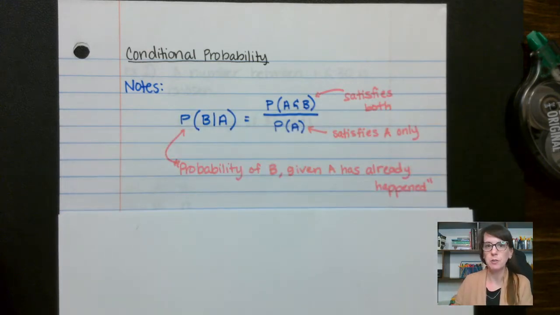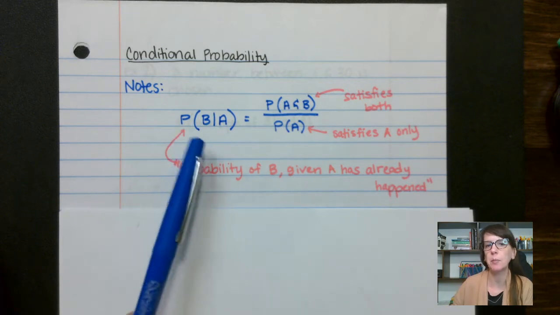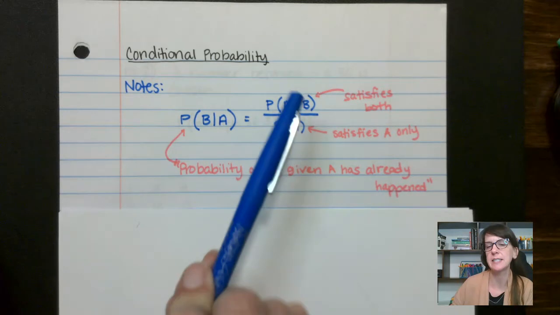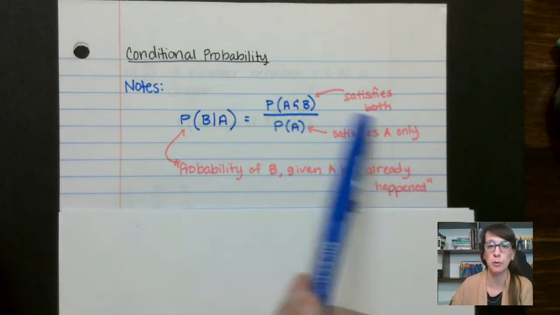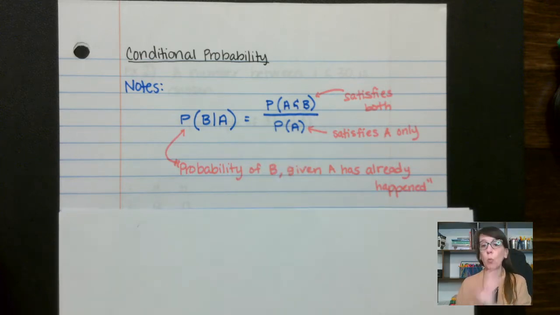For your notes, you'll want to write this part down. What this is saying is P, the probability of B given that A has already happened. The formula here is that we do the probability of both A and B, so what satisfies both of those, over what satisfies A only. Okay, so what does that all mean?